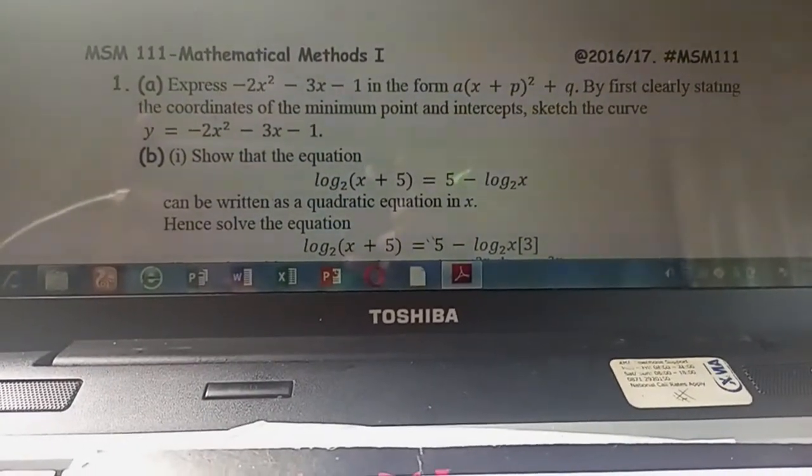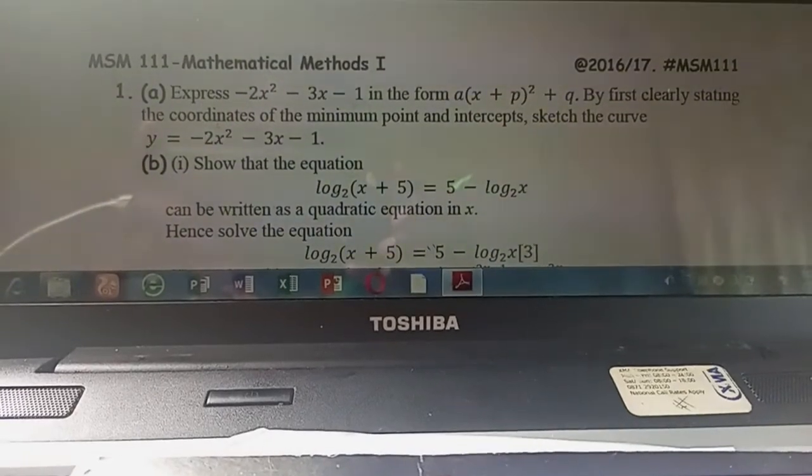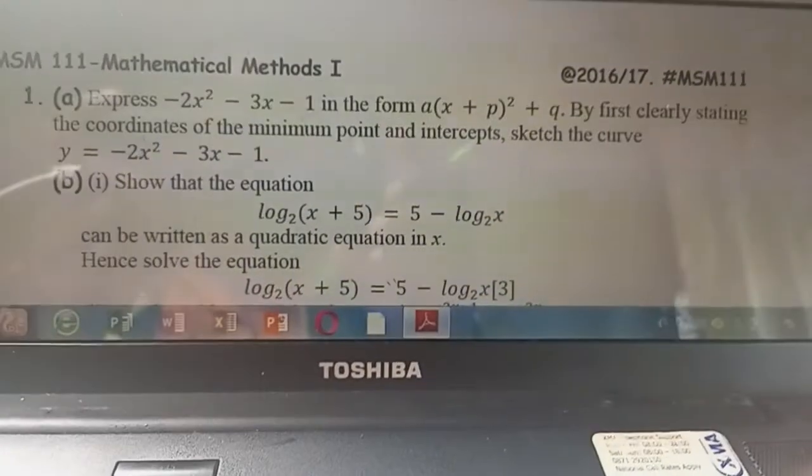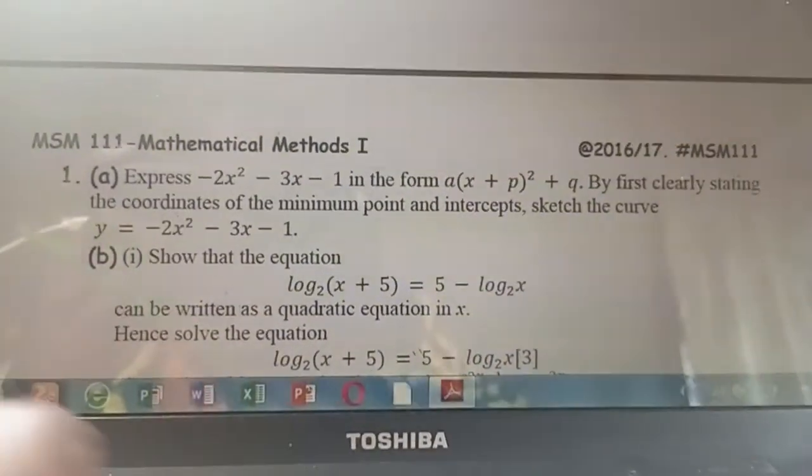Today we want to look at completing the square. So the question reads, this is the question here.